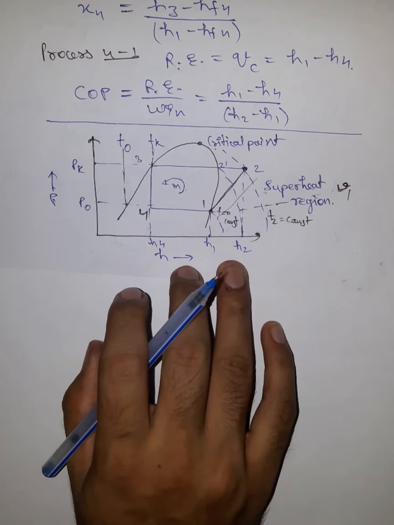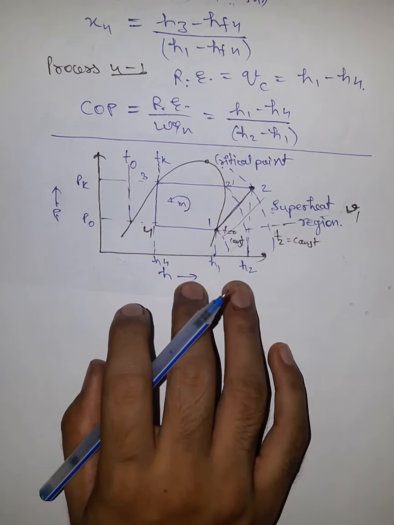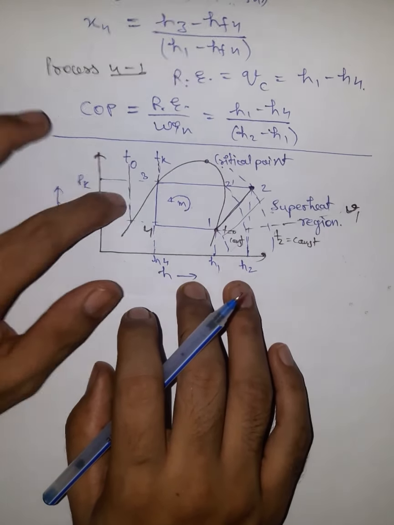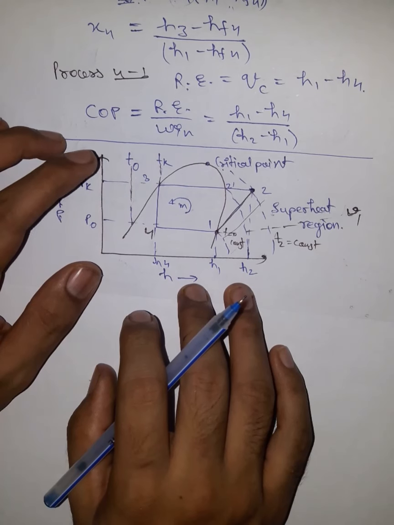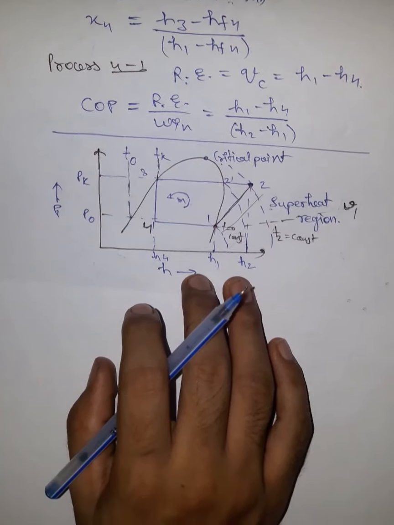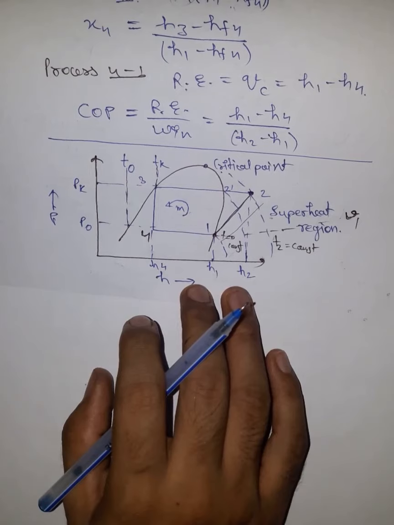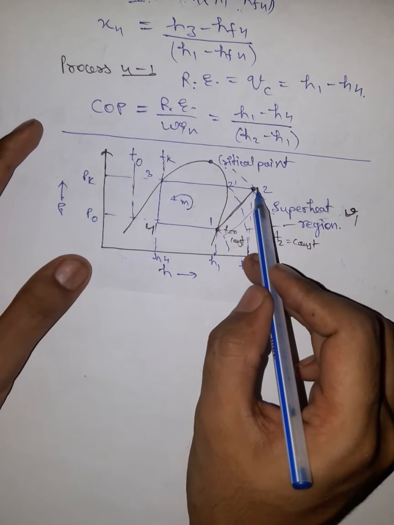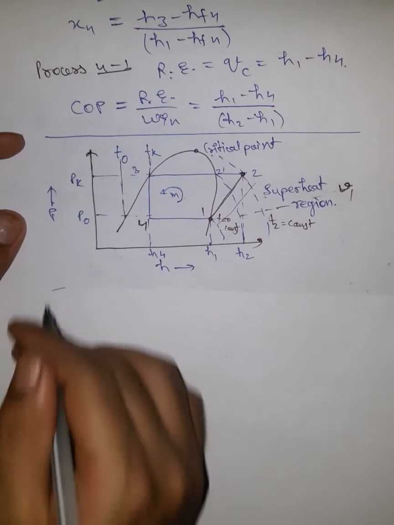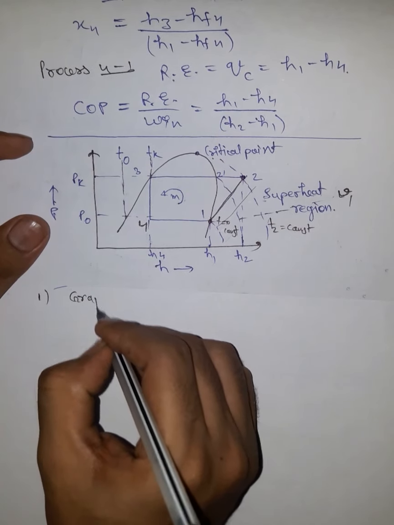Now we know that enthalpy of the liquid and ideal gas is a function of temperature only. That is from the thermodynamics we have learned. So that's why in this region the enthalpy remains constant with the variation at constant temperature. Now we are going to discuss three methods of determining temperature T2. The first method is graphically from the ph diagram.